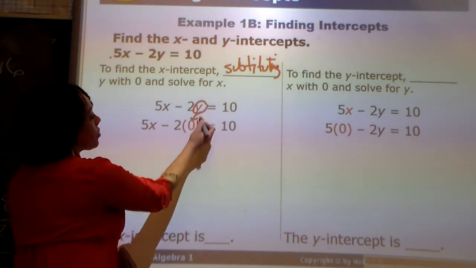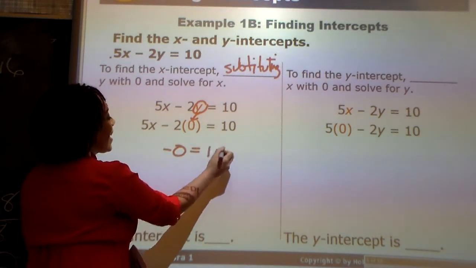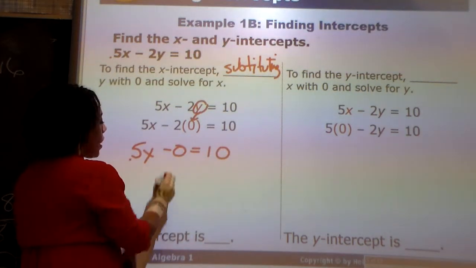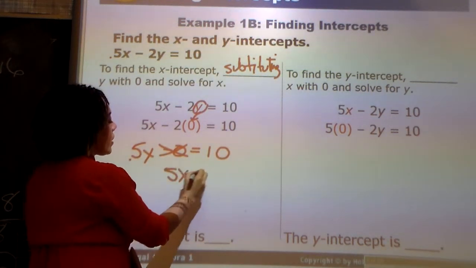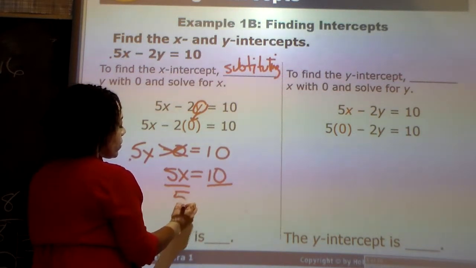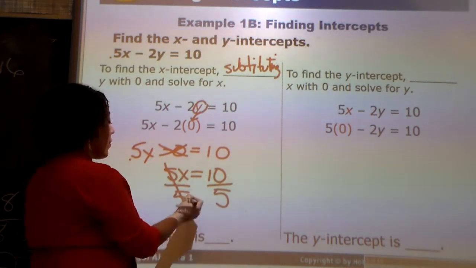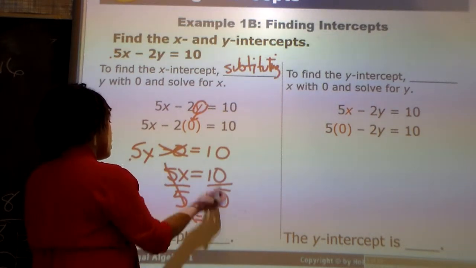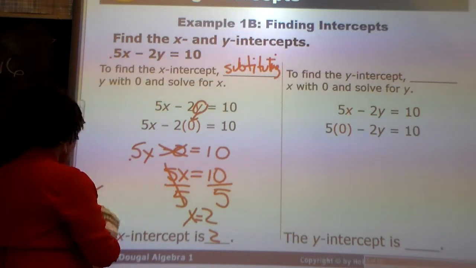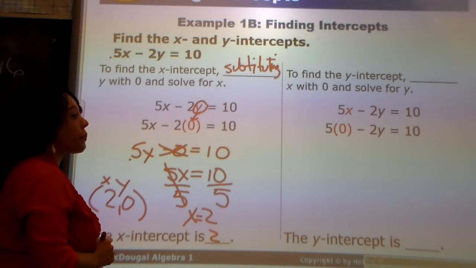So here they put 2y, instead it's 2 times 0. Well, 2 times 0 is 0 anyway. So we have 5x minus 0 equals 10. This is really nothing, so we can say 5x equals 10. Because 5 and x are being multiplied by each other, we use the inverse operation and cancel those out, we divide. And then 10 divided by 5 is 2. So the x-intercept is 2. The way that would look in points is you would write 2 and 0. This is your x and this is your y.